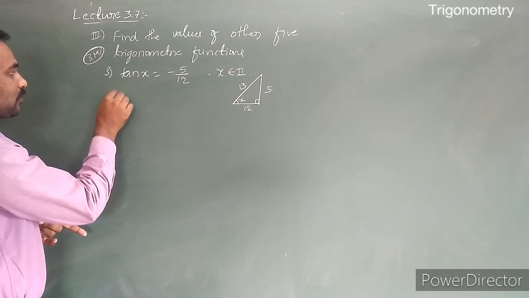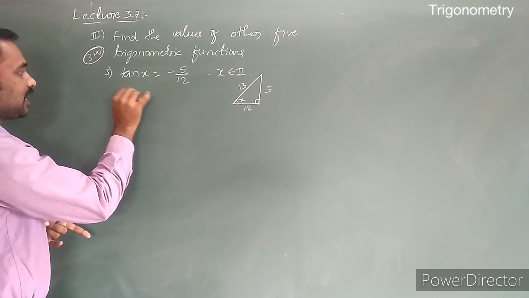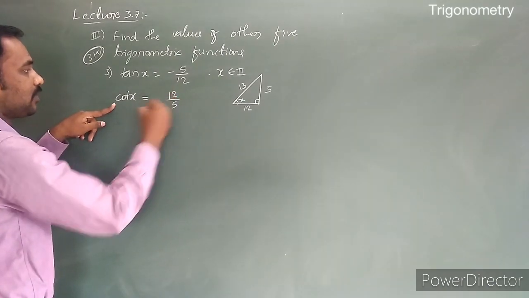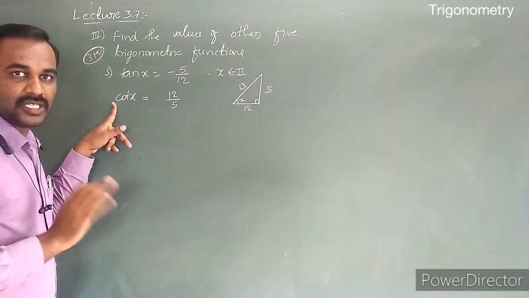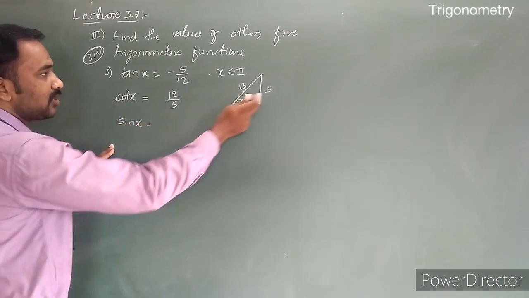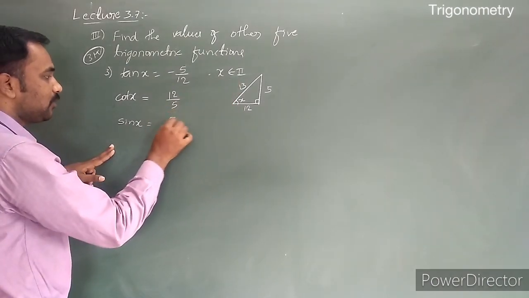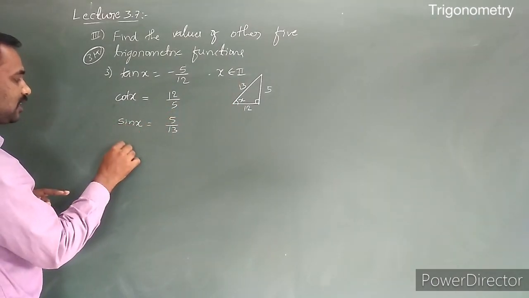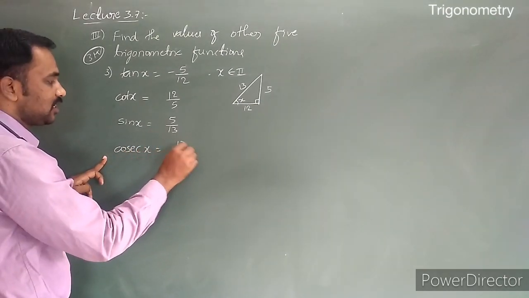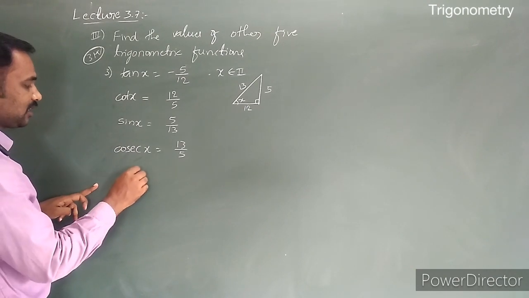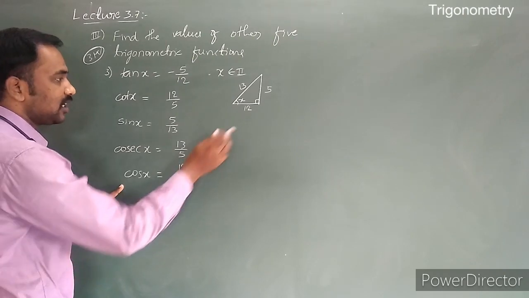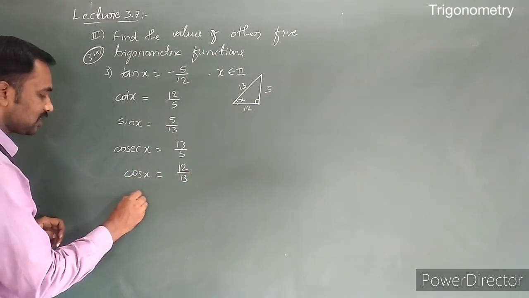Here, the remaining 5 ratios. Reciprocal of tan is cot x, which is 12 divided by 5. First of all, no need to worry about the sign. Write as it is. Next, sin x is opposite divided by hypotenuse, 5 by 13. After getting sin, write cosec x, which is 13 divided by 5. Next, cos x is adjacent divided by hypotenuse, 12 by 13. After that, the sec of x.